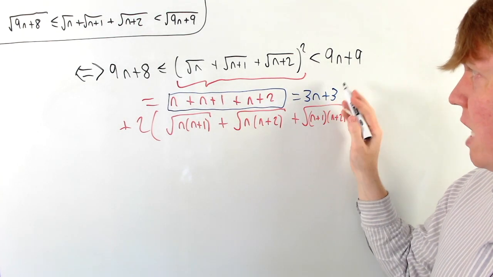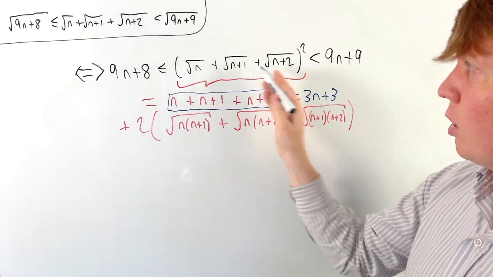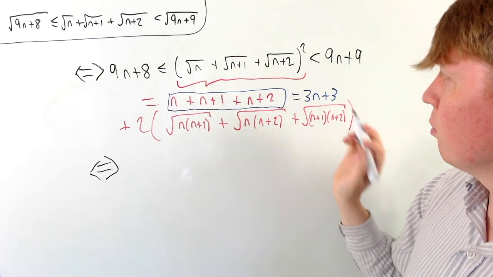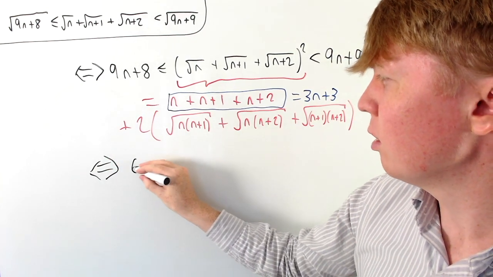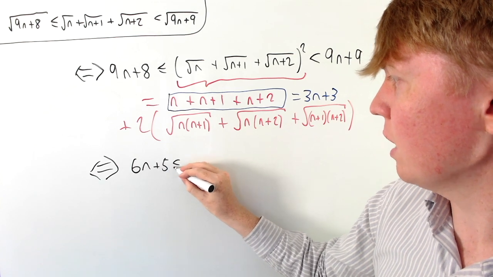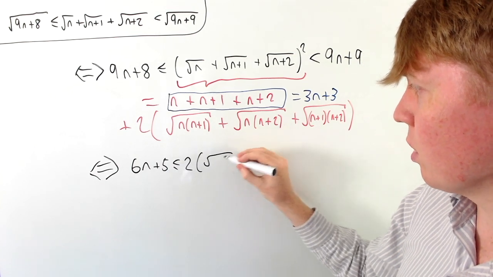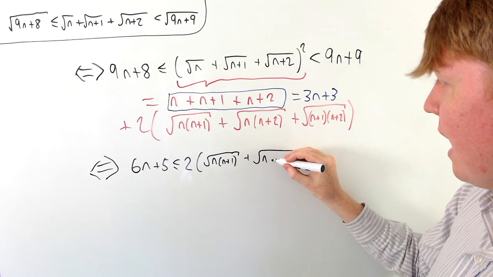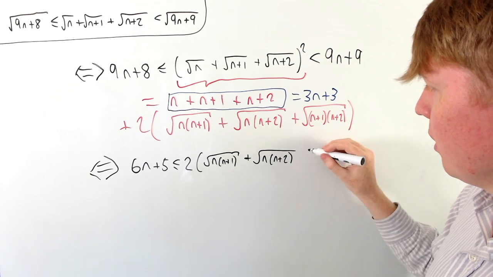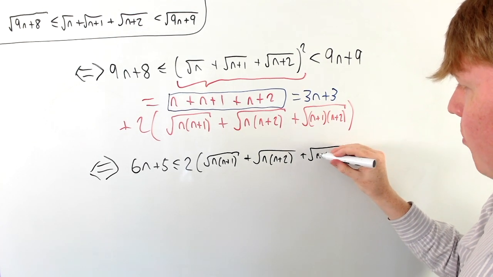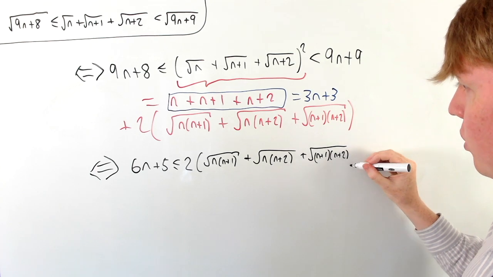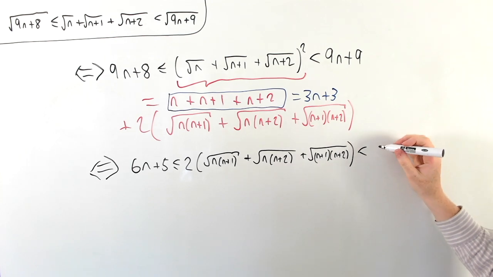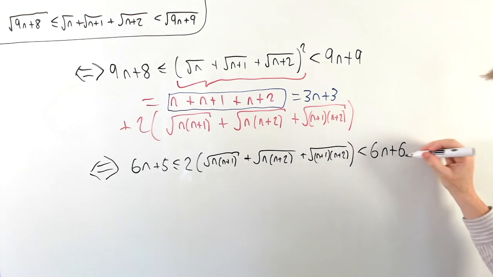So now this middle term's becoming quite unmanageable. So let's take away 3n plus 3 from all three of our quantities here in our inequalities. So this is all going to be true if and only if we subtract 3n plus 3, we get 6n plus 5 has got to be less than or equal to 2 times our sum of square roots, so root n times n plus 1 plus root n times n plus 2, and finally plus root n plus 1 times n plus 2, and then this just needs to be less than 9n plus 9, where we take away the 3n plus 3, we're going to get 6n plus 6.